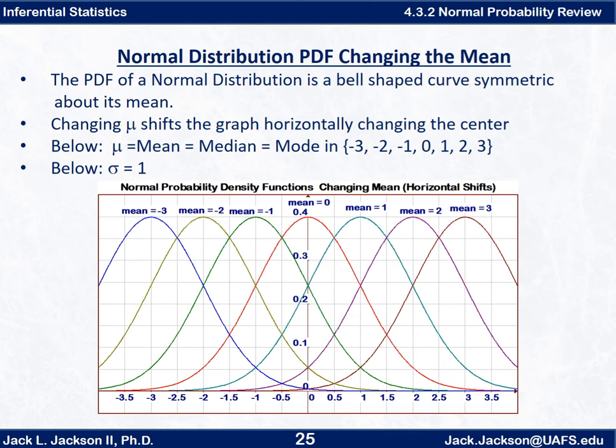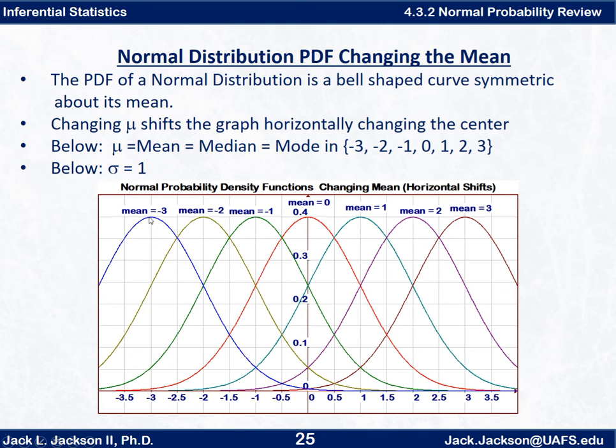So first of all, remember that the probability density function of a normal distribution, the PDF, is a bell-shaped curve which is symmetric about its mean. Now, changing the mean, mu, shifts the graph horizontally, which of course changes the center. And you can see here that mu is the mean, it's also the median and the mode.